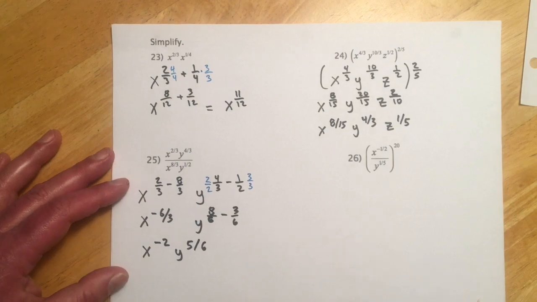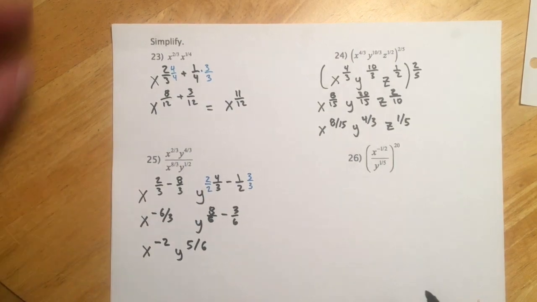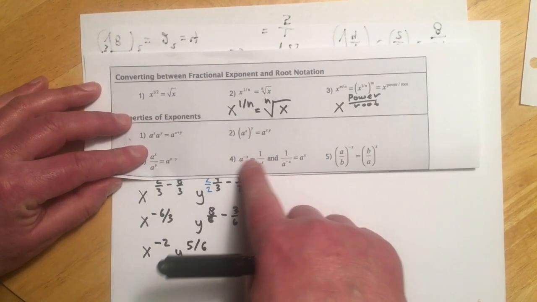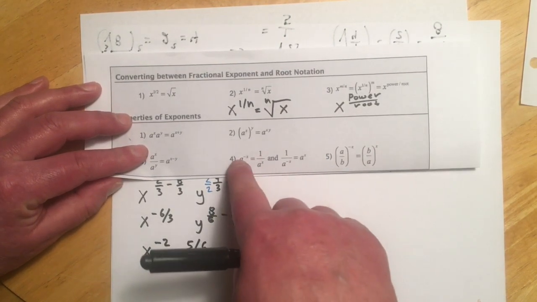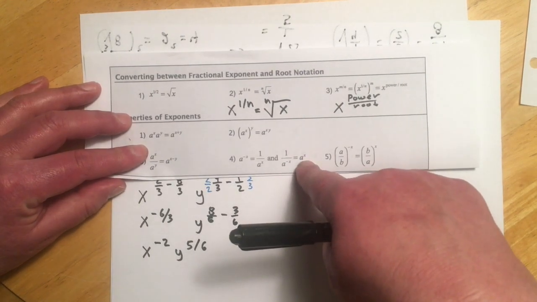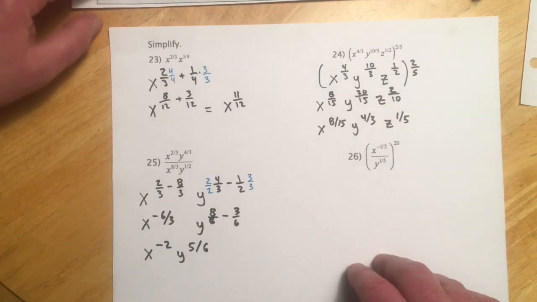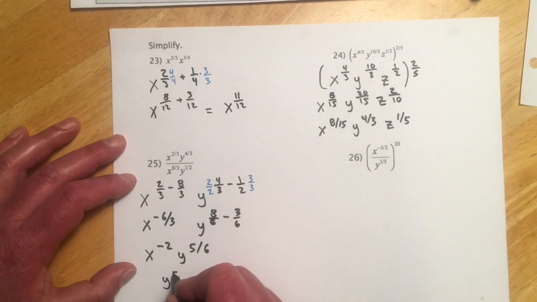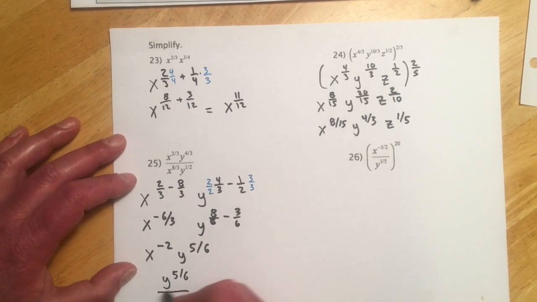5/6. And then the only other thing that we have to remember there is when we have these negative exponents, that's property 4, and we have to write, if we get a negative upstairs, we have to write it in the denominator. If we get a negative in the denominator, we have to write it in the numerator. And that changes it to positive exponent. So this x squared really belongs downstairs, so our answer should be y to the 5/6 and then over x squared.